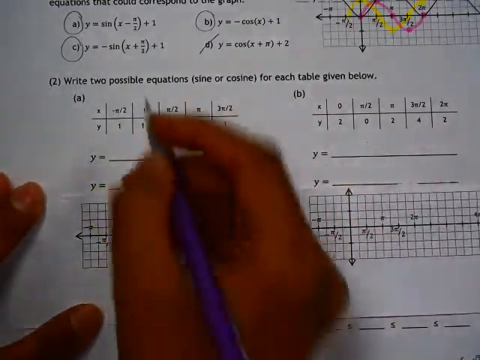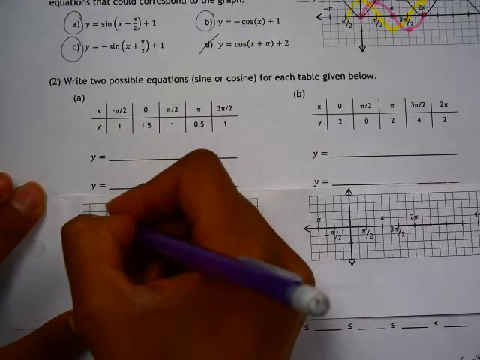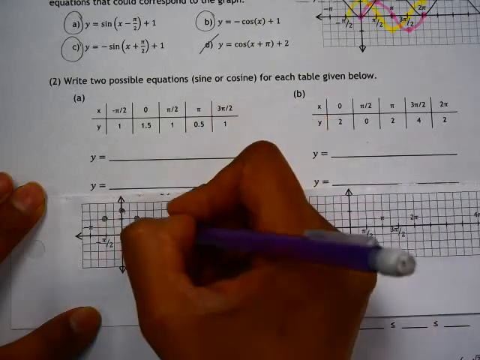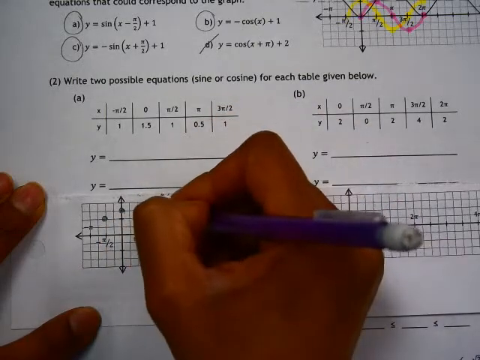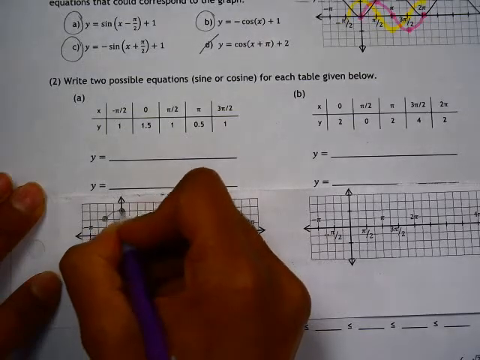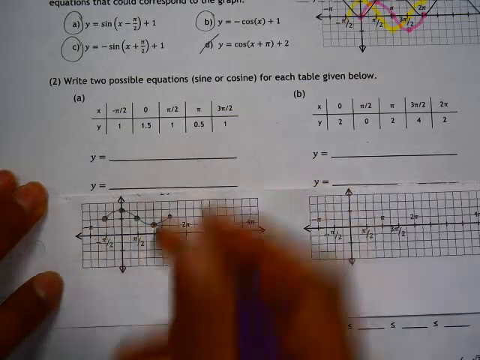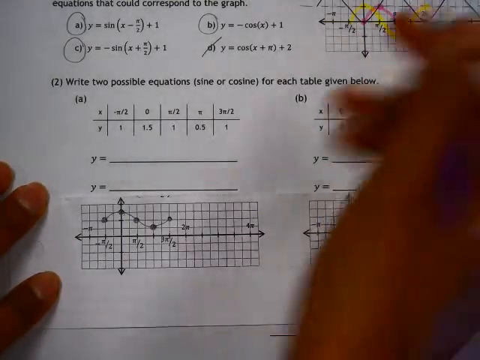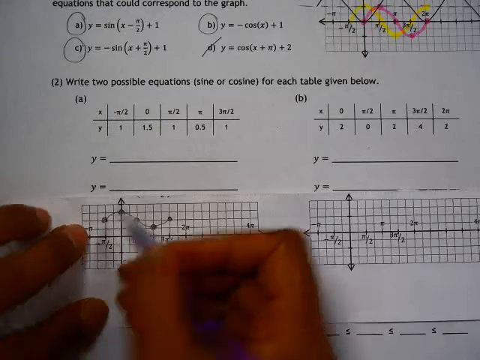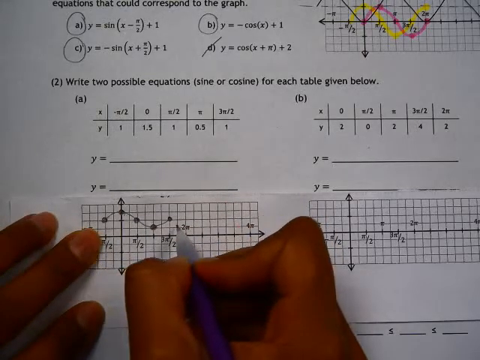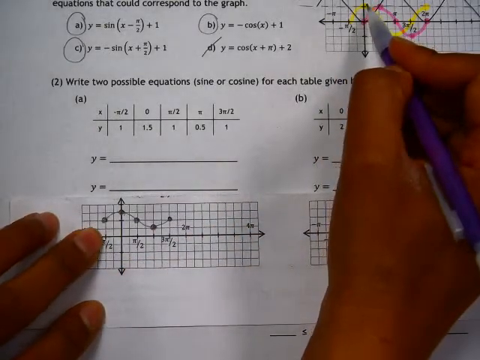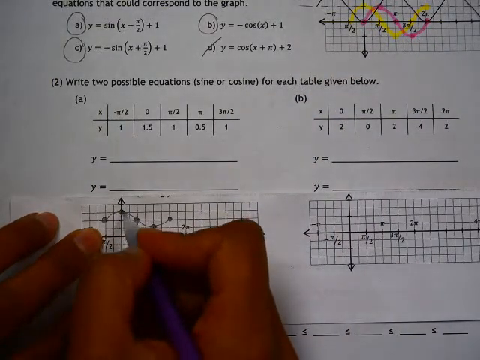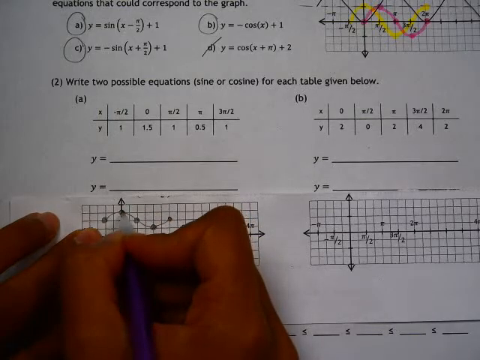So in this case, negative pi over 2, 1; 0, 1.5; pi over 2, 1; pi, 0.5; 3 pi over 2, 1. And I'm going to refer back to the sine and cosine graphs that I graphed on number 1 up here. So this is more similar, I would say, to the cosine graph, since the highest point of the graph is at 0 and then it's shifted up to 1.5.